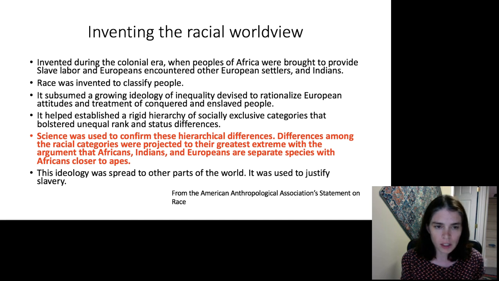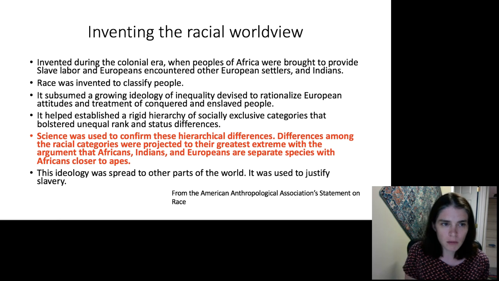Here, importantly for this chapter in Kendi's work, is that science was used to confirm these hierarchical differences and justify them. Differences among the racial categories were projected to their greatest extreme with the argument that Africans, Indians, and Europeans are separate species with Africans closer to apes. So there you get the ranking and the different valuing of different racial groups. This ideology was spread to other parts of the world, and it was used to justify slavery. So this is from the American Anthropological Association statement on race.